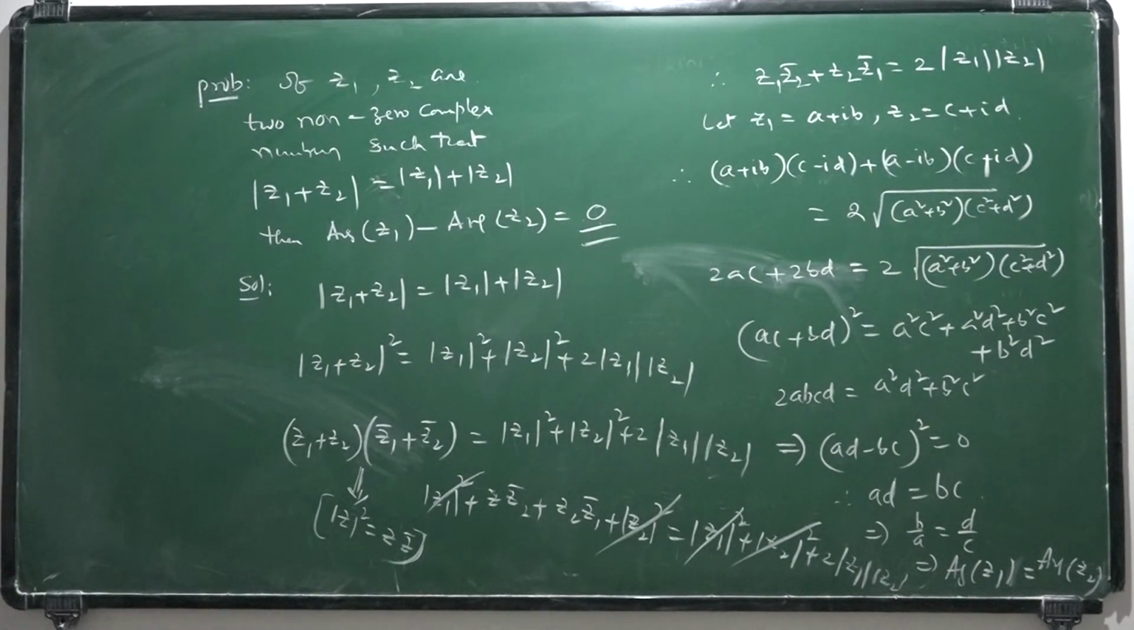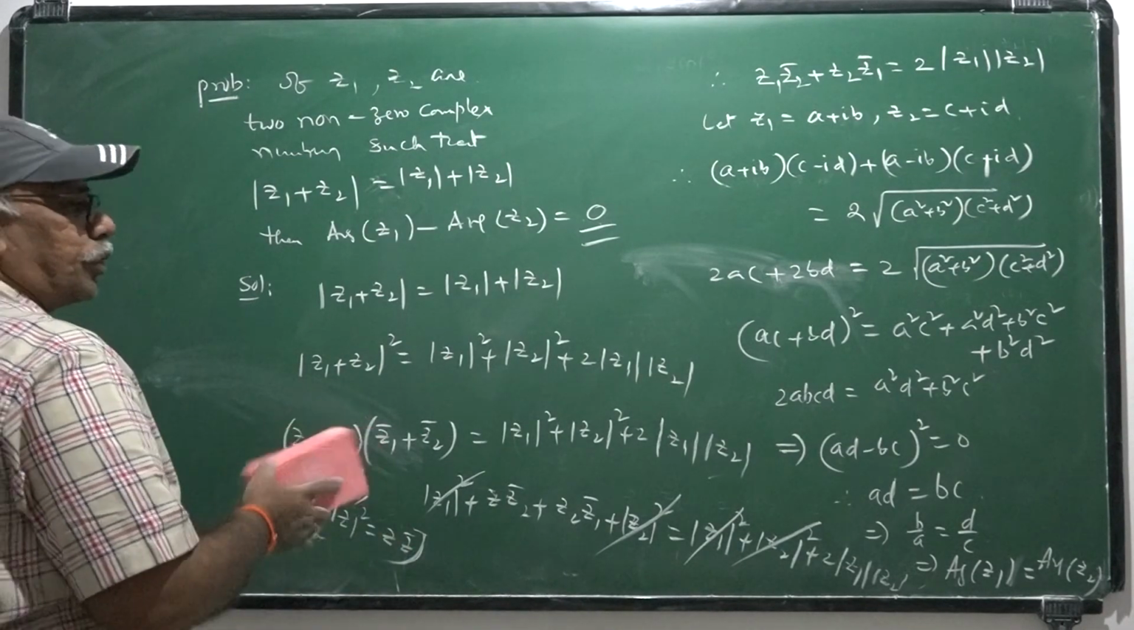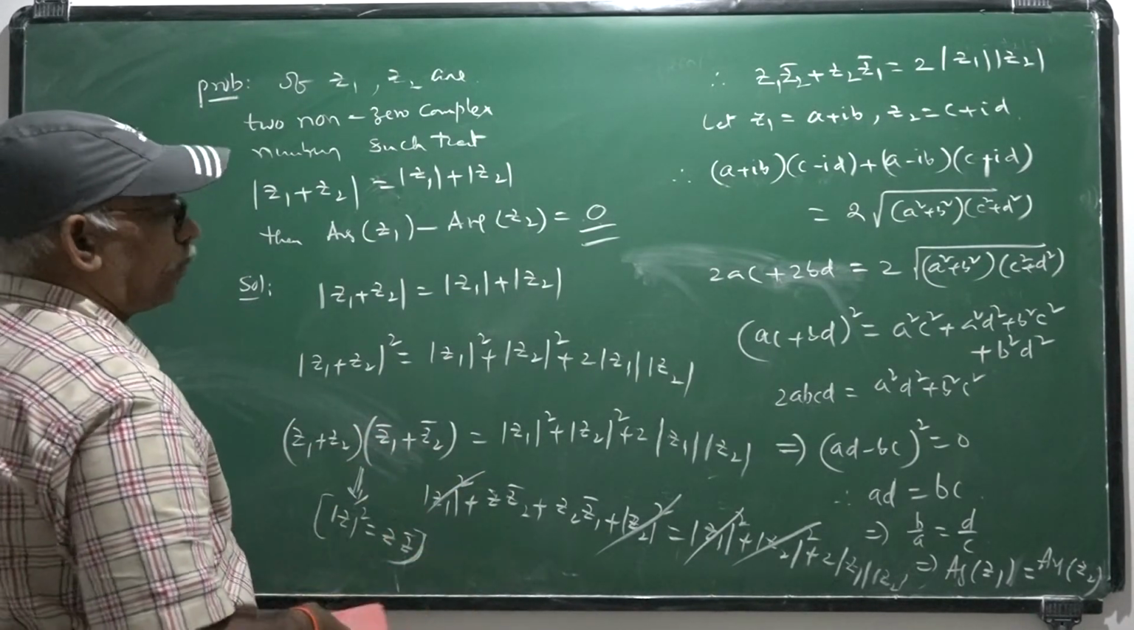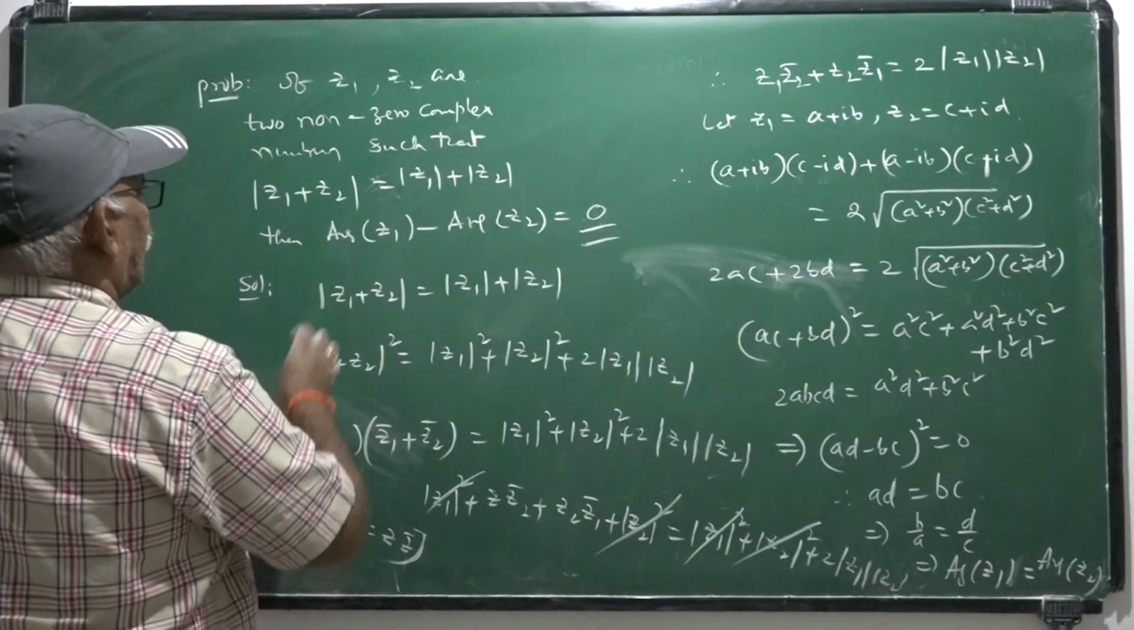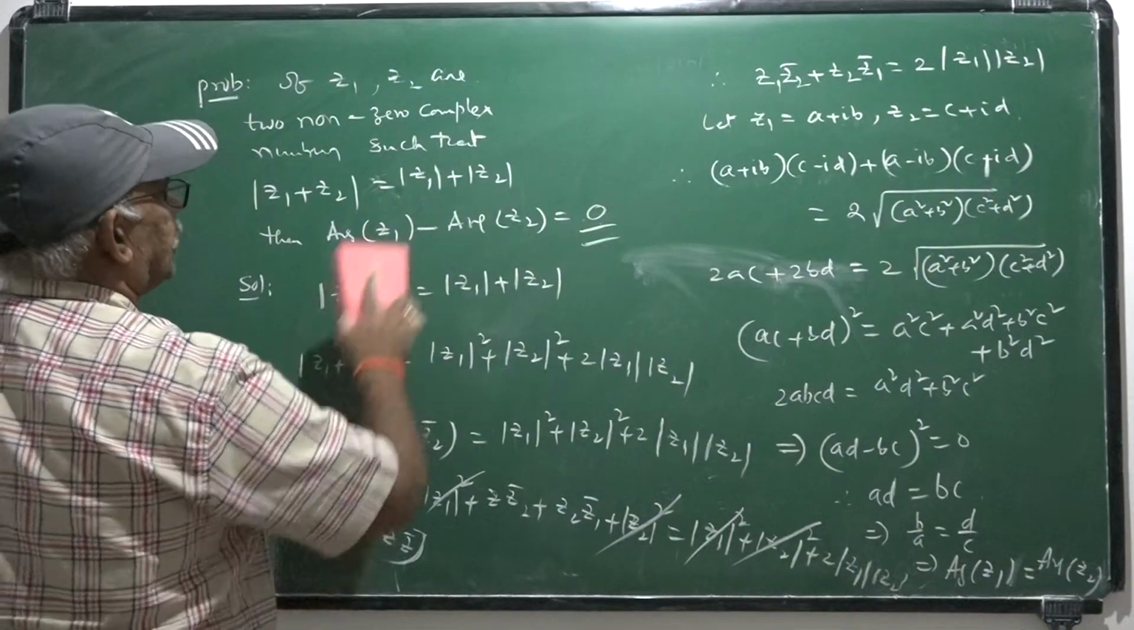That is one important point. Of course, both z1 and z2 lie on the same line.